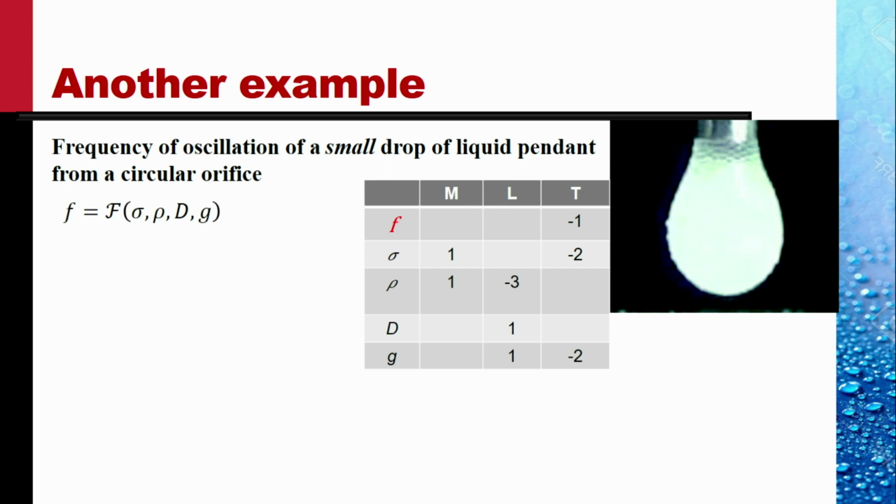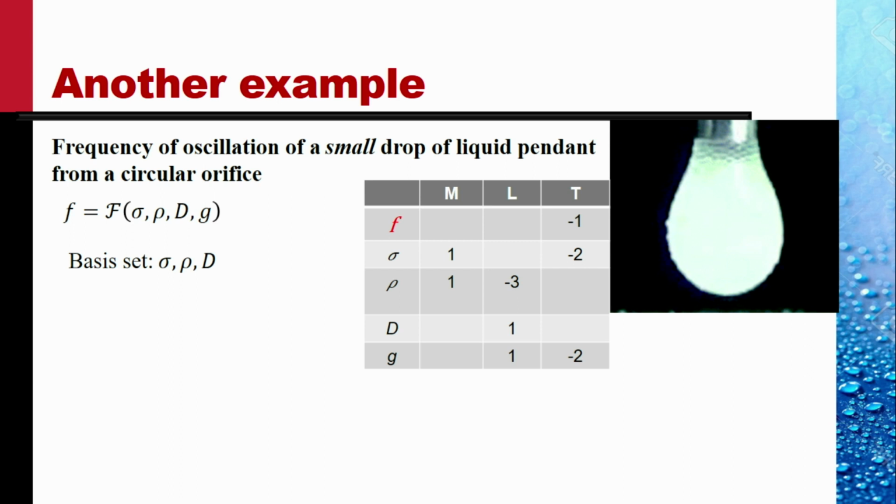Now we choose a basic set. A basic set would consist of three quantities because M, L, and T are the three quantities. Let's choose sigma, rho, and D.